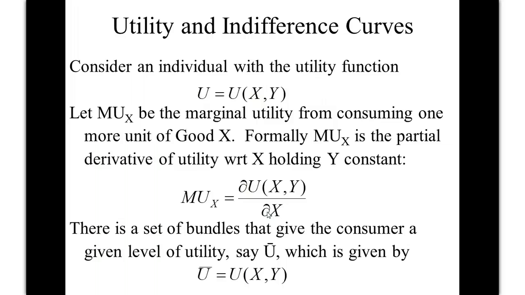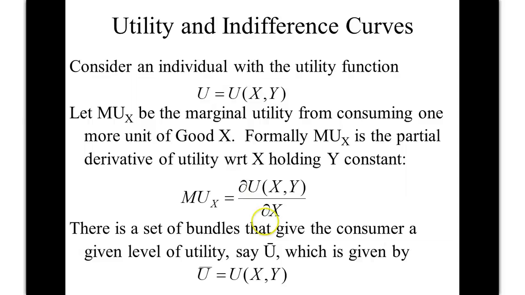So some number, that number could be 10. And there are a whole host of bundles of goods out there that allow the individual to have a utility level of 10. So it could be a lot of one good and very little of another. It could be average amounts of both goods, or it could be a lot of the other good and very little of another. But each of them gives a set or fixed level of utility.